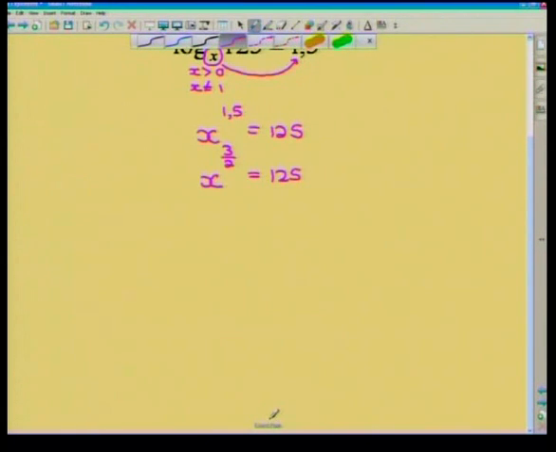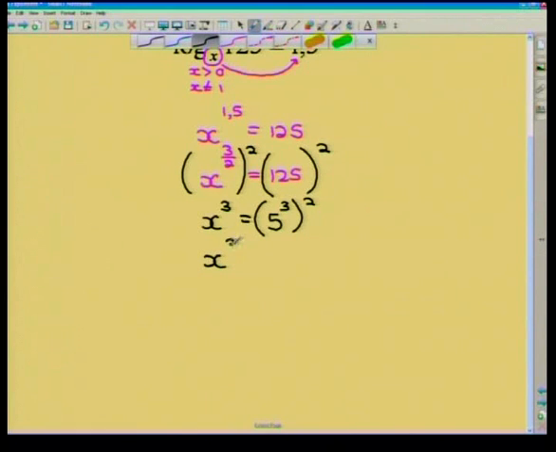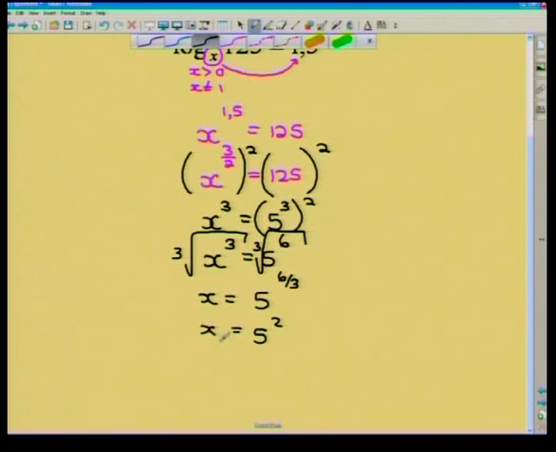How do we undo this? Well, the first thing we're going to do is raise this to the 2 as long as we raise this to the 2. So we're going to get x cubed equals, now this is the same as saying 5 cubed. So we're going to get x cubed equals 5 to the 6. Now, to get rid of that cube, we cube root this side as long as we cube root this side. So x is equal to 5 to the 6 divided by 3, which is 5 squared, which means x is 25.